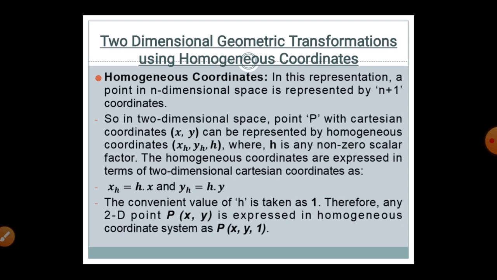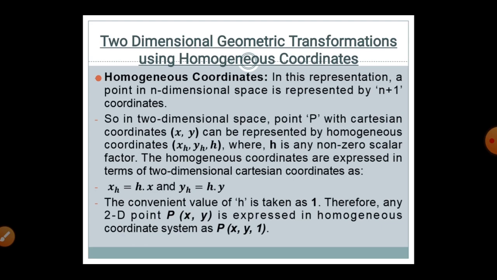It is a representation of x of the homogeneous coordinate system multiplied by h of the homogeneous coordinate multiplied by the x coordinate system. Similarly, for y, y of h in the homogeneous coordinate system equals h of the homogeneous coordinate multiplied by the y coordinate of the Cartesian coordinate system. This is the simple way.